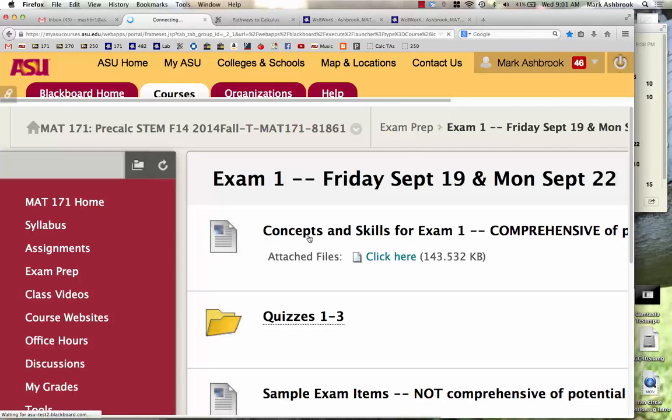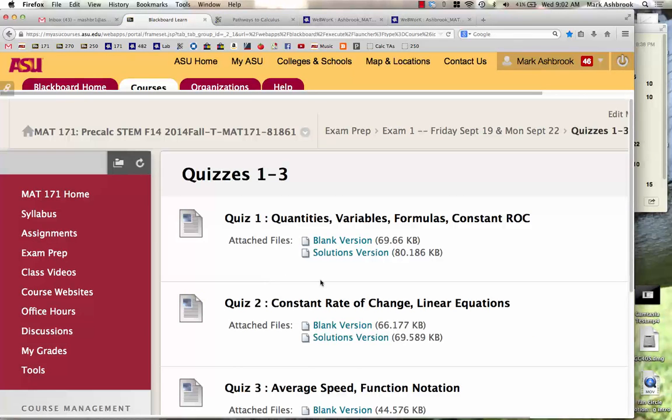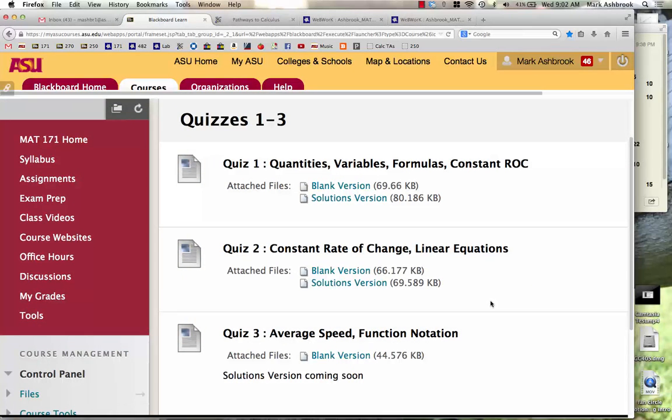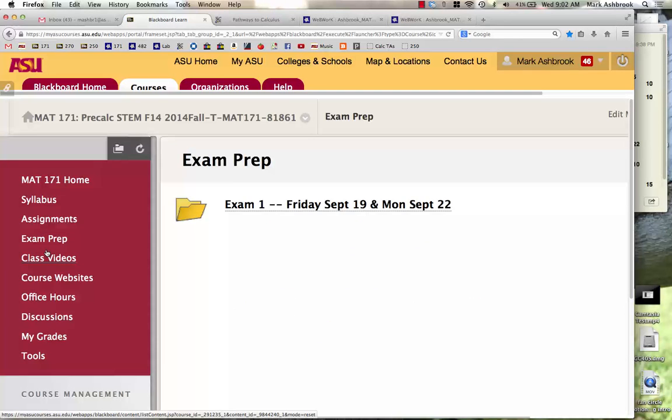Exam 1. So the first thing is a comprehensive bullet list of what's covered on the exam. Second thing is quizzes 1 through 3. So far I have blank versions and solutions for 1 and 2, and just the blank version for number 3. We'll get the solutions up later on today, maybe tonight. So that's the quiz area.